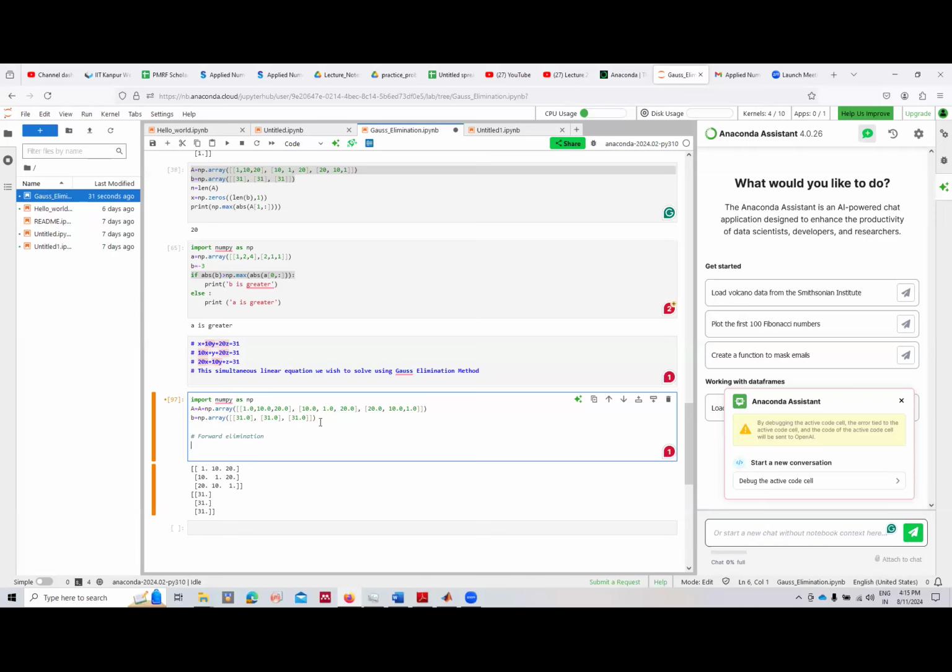So suppose I define, in general, this may not be equal to a 3 cross 3 matrix. It may be some n cross n matrix. In that case, suppose you have taken input of the matrix A and B from the user. We simply need to find out the number of equations, or the number of unknowns that is involved.